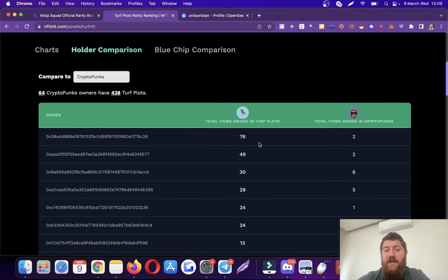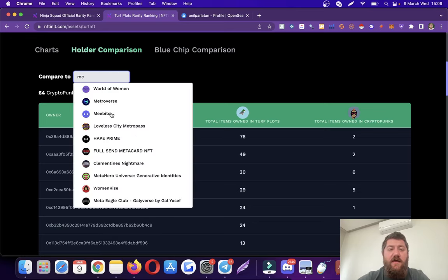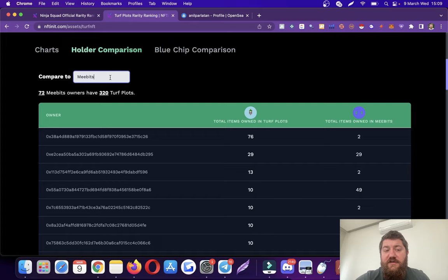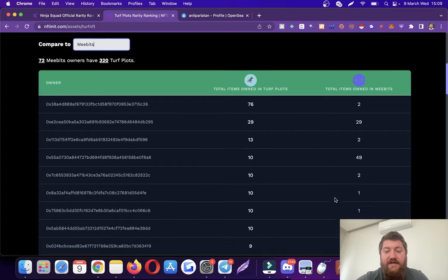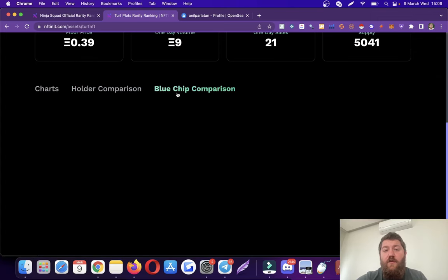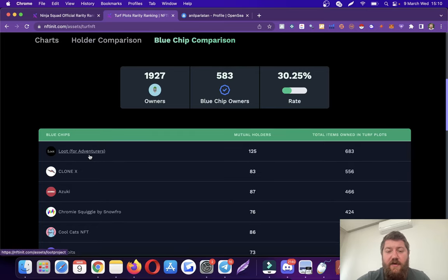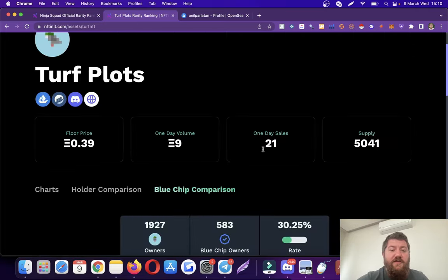Maybe you want to compare them with, let's just compare it with a smaller but stable collection such as Meebits. You see, actually, there are many Meebits owners interested in this project. And still, you can go back to blue chip comparison and see the other projects. For instance, Loot for Adventure have the most mutual owners, and they have many total items owned in turf plots. This will give you a good indication.